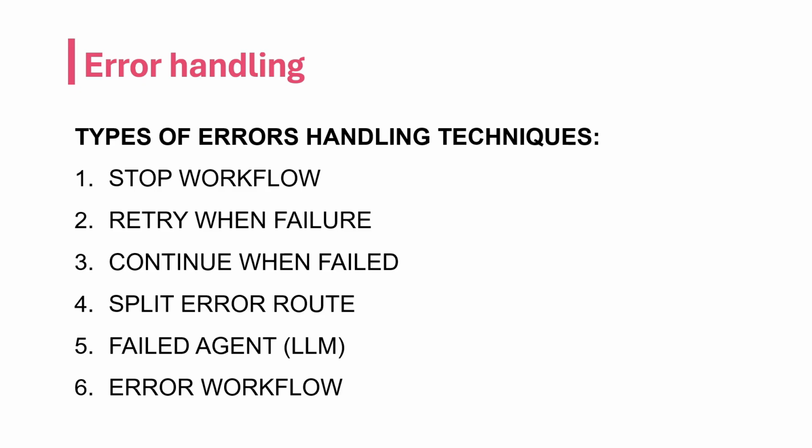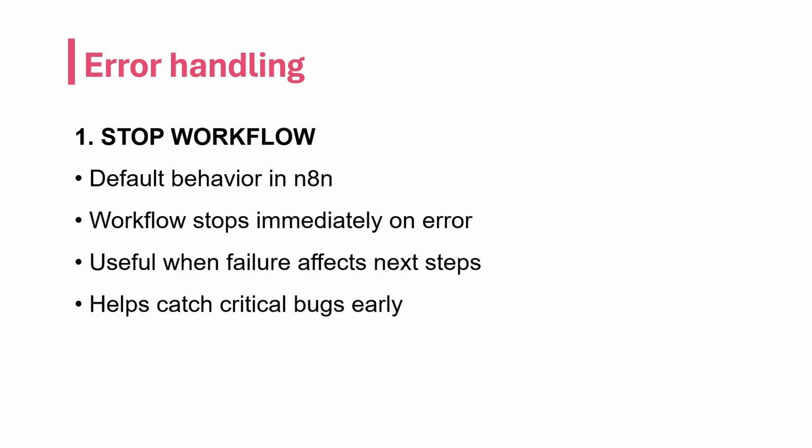So basically, first is stop workflow. This means whenever a node fails, maybe an API request times out or a function node has a syntax error, the entire workflow stops right there. This is ideal when you don't want to process incomplete or corrupted data. For example, if your create invoice step fails, you don't want to send an email saying the invoice was created, right? So stopping the workflow helps maintain data integrity and lets you fix the problem before continuing.